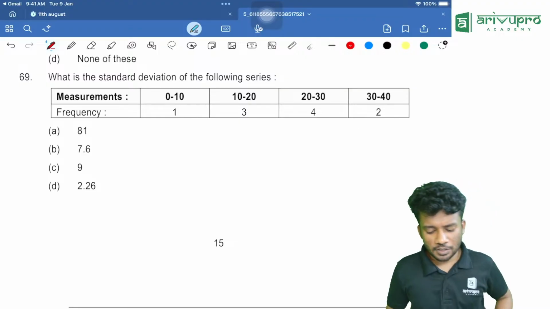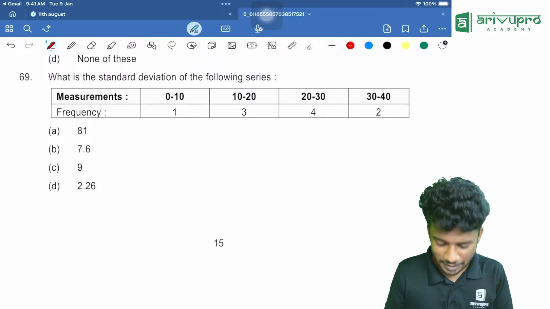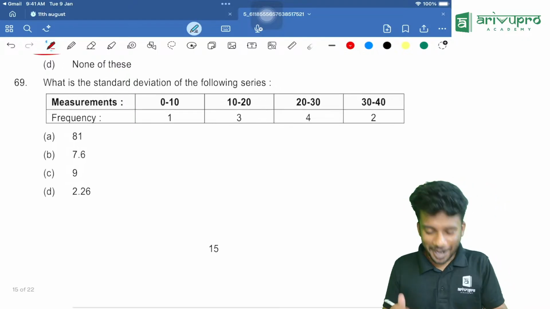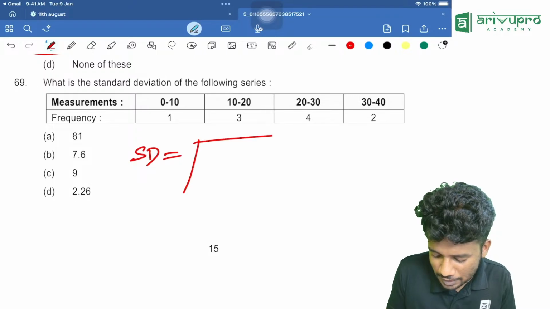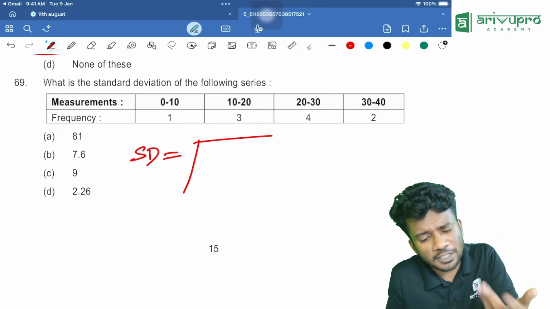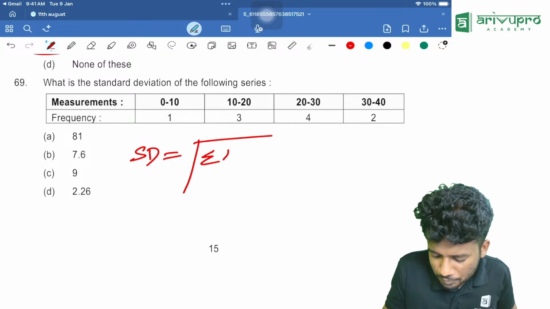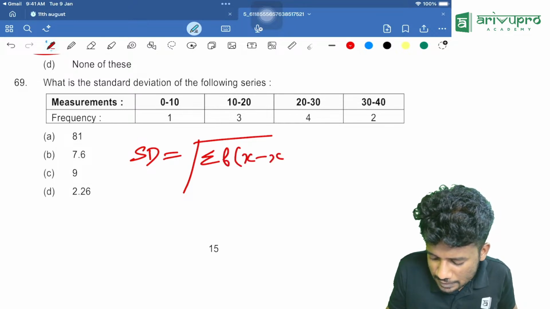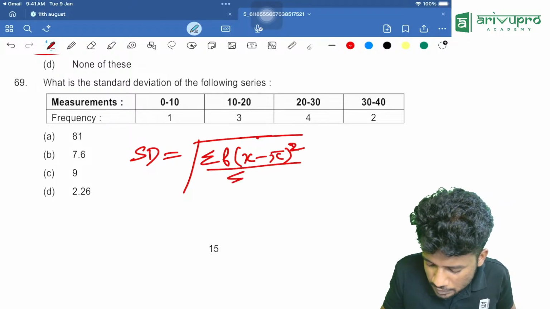Now next question. We need to find the standard deviation. Finally, a grouped-data question is there right in front of you. Now, how to calculate this? We need to find the standard deviation. Two formulas are there for standard deviation. You can use either formula. I am using the first formula, that is nothing but the root of sigma f into (x minus x bar) the whole square, divided by sigma f.